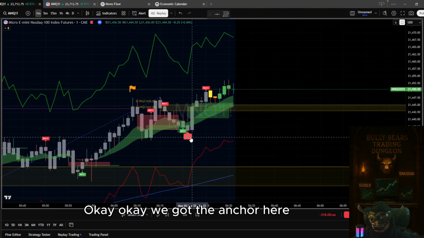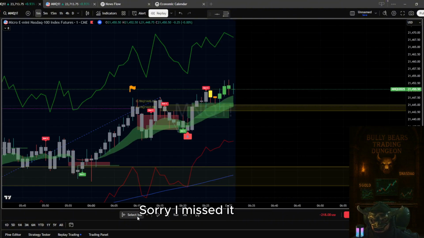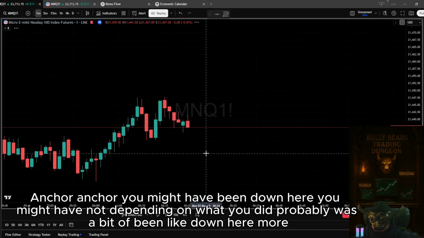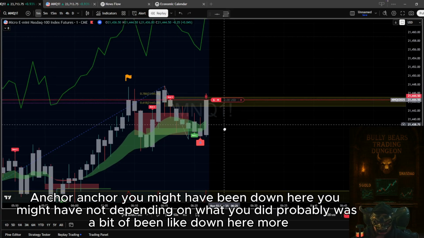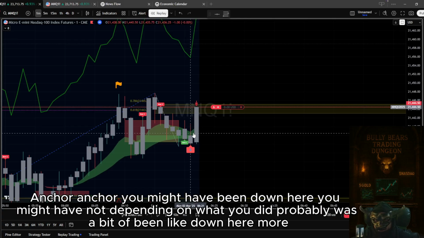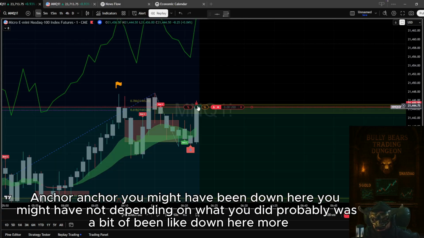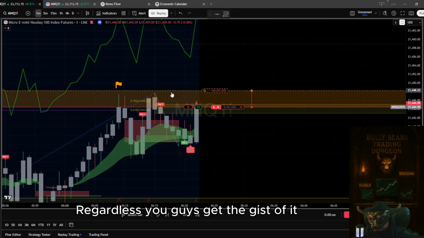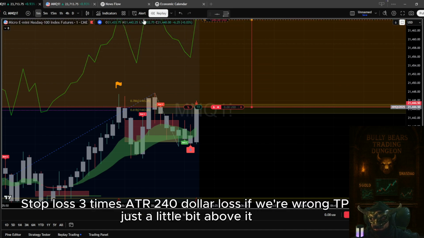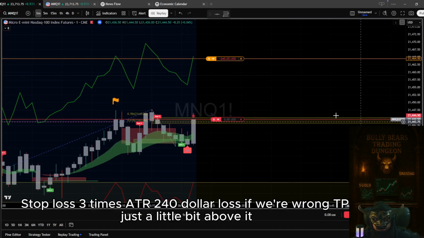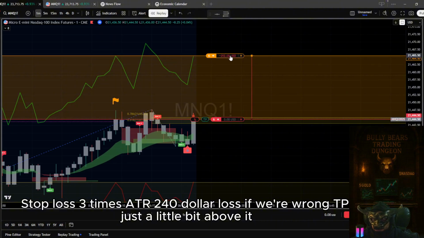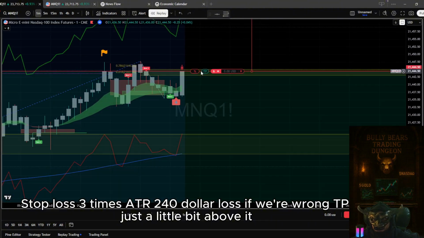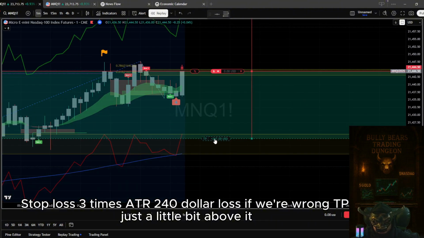Okay, we got the anchor here. Sorry, I missed it. Anchor. You might have been down here. You might have not, depending on what you did. Probably would have been like down here more. Regardless, you guys get the gist of it. Stop loss 3 times ATR. $240 loss if we're wrong. TP just a little bit above it.